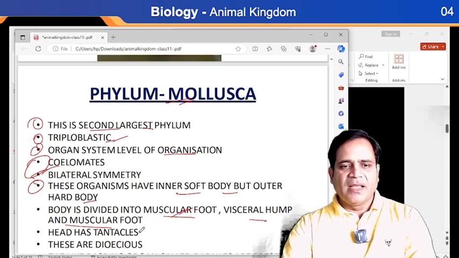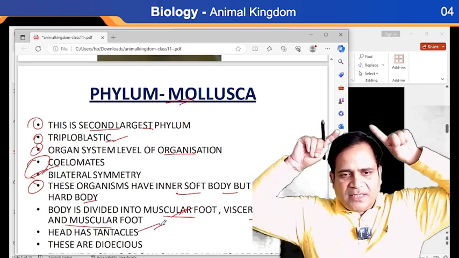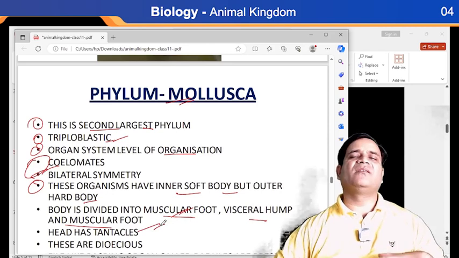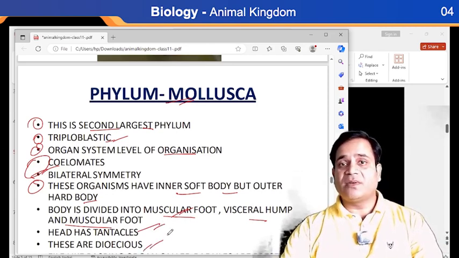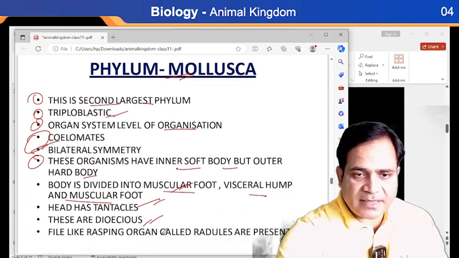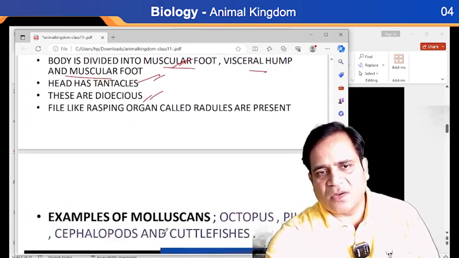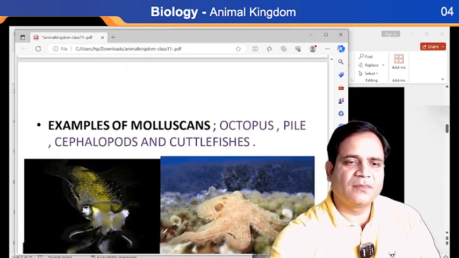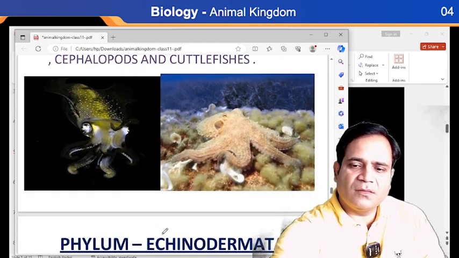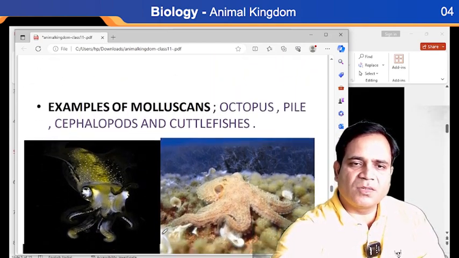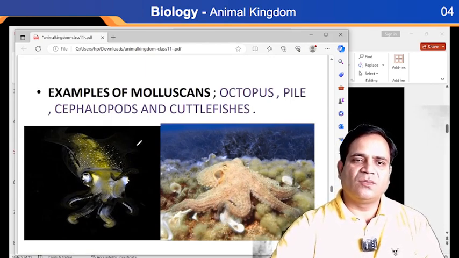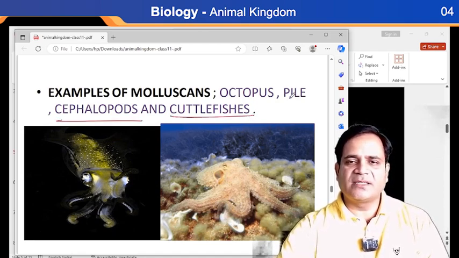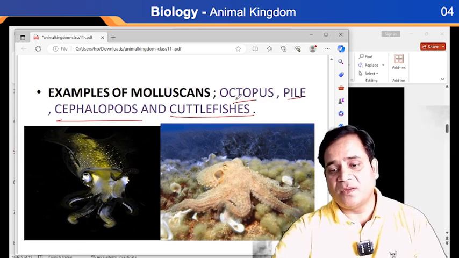The head has tentacles. Tentacles help in sensing whatever changes occur in the surroundings. These are dioecious. Dioecious means what? They have only one sex. A file-like rasping organ called the radula is present. Now, what are the examples of this phylum Mollusca? Octopus, pila, cephalopods, cuttlefishes. These are all examples of Mollusca.